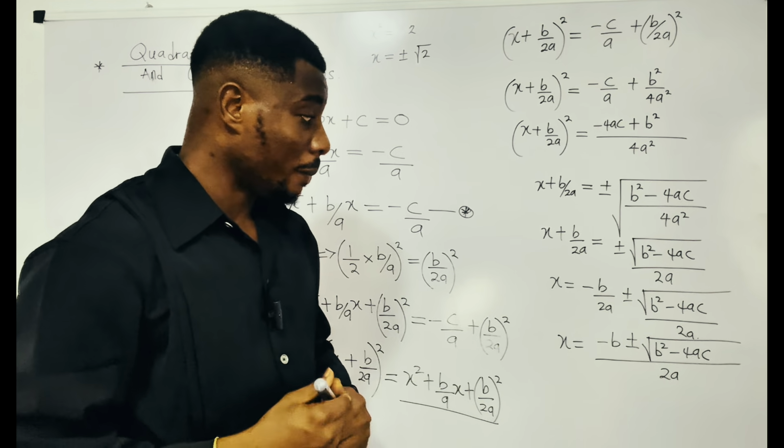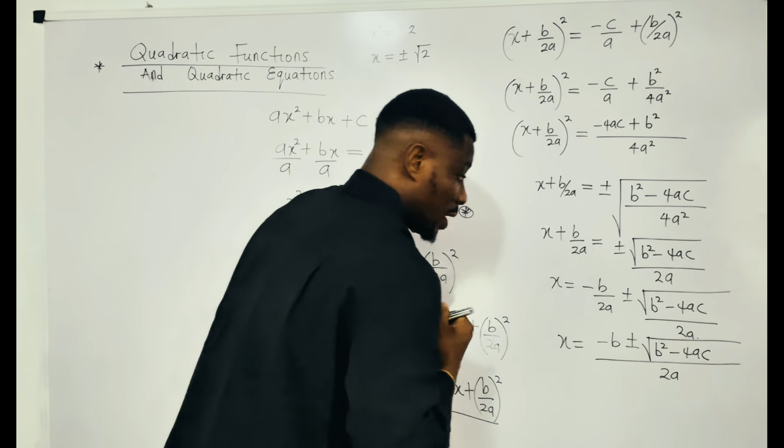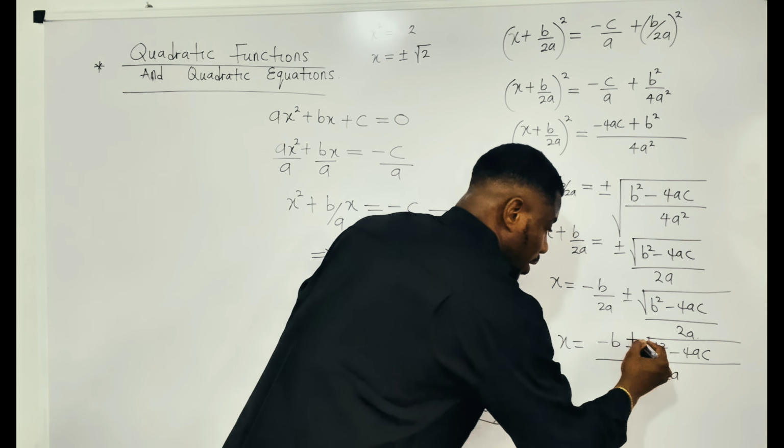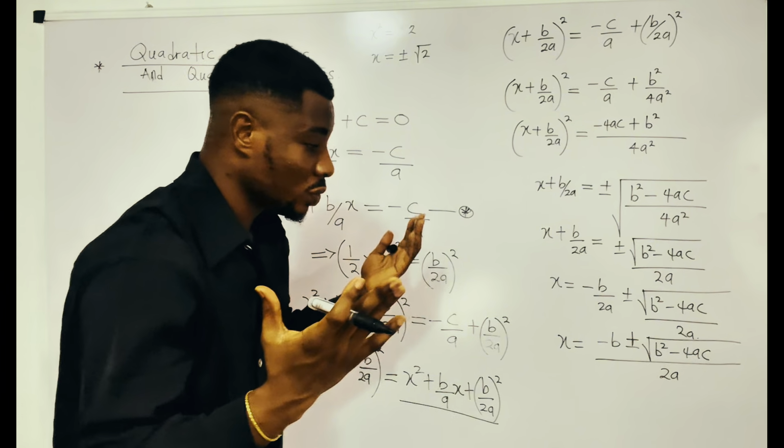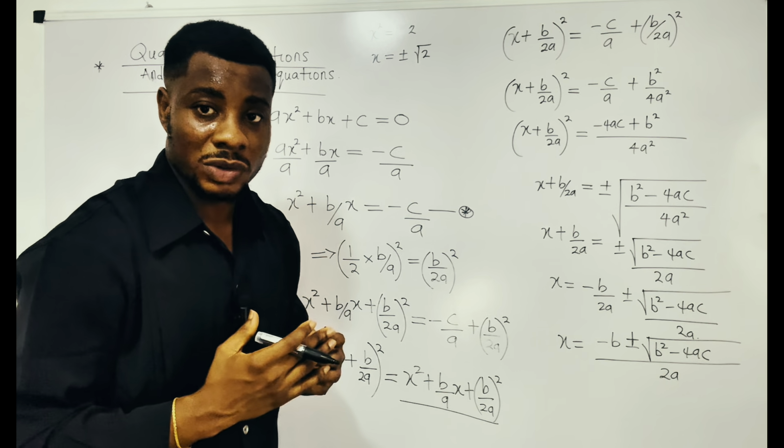It's very, very simple. Now, what does this plus or minus tell you here? This plus or minus simply tells you that you have two different roots.